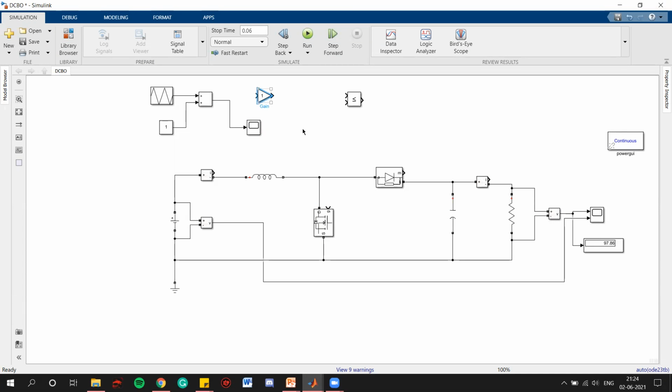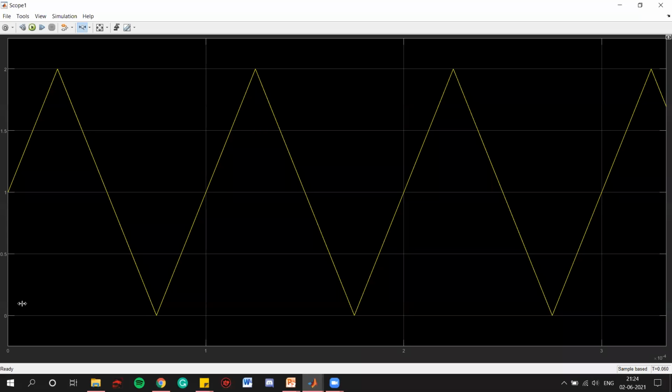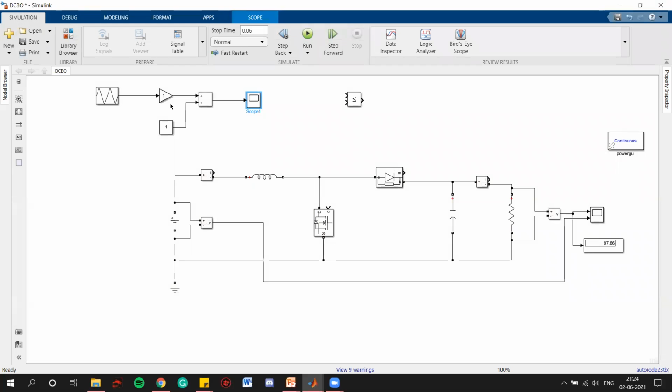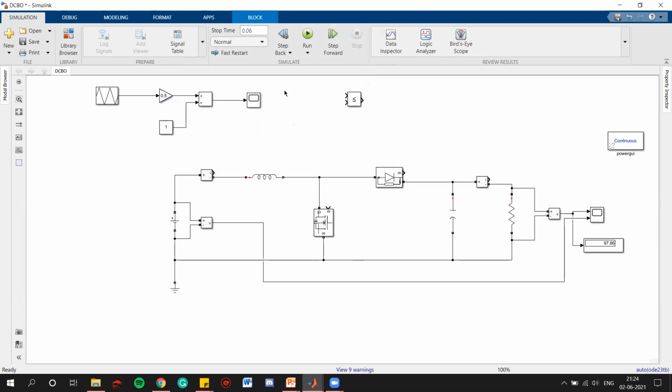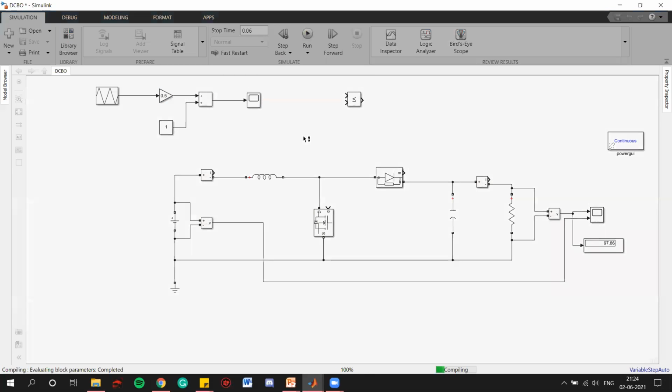Okay, so we'll have this. I usually put a gain block because I see here what we are dealing with. We are dealing with 0 and 2. Our range is from 0 to 2. I personally love to work with 0 and 1 only. That's it. So I'll put a gain of 0.5. This will divide the whole thing.